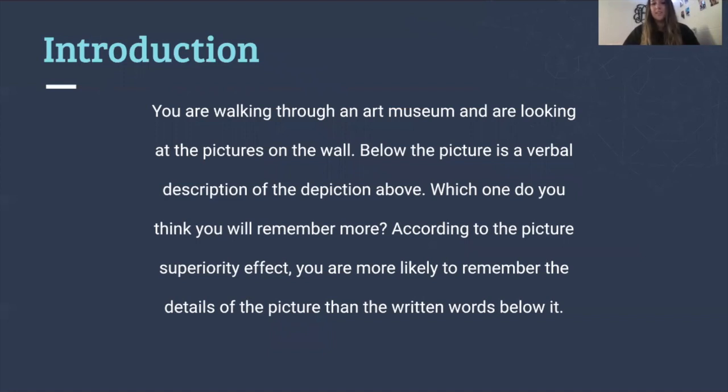Do you think you're going to remember more details from the picture? Or do you think you're going to remember more details from the verbal description? According to the picture superiority effect, you're more likely to remember the details of the picture than the written words below it.